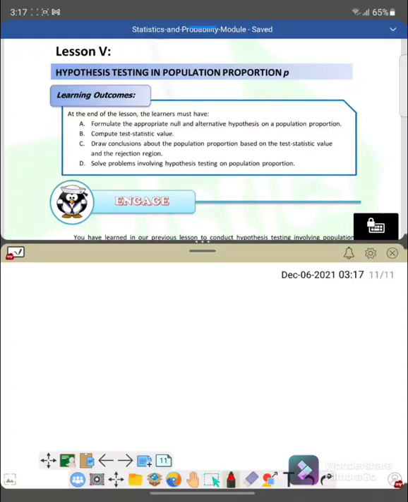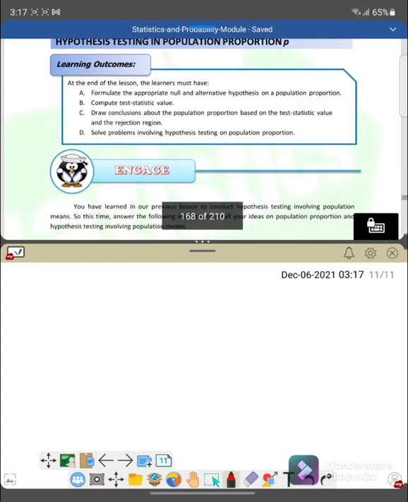Okay, good day again. So this is the last lesson on your chapter 4, which is your hypothesis testing. For the last lesson, we have the topic hypothesis testing and population proportion, which is represented by your P. At the end of the lesson, we should formulate the appropriate null and alternative hypothesis on the population proportion. Second, we need to compute the test statistic value. Third, draw the conclusion about the population proportion based on the test statistic value and the rejection region. And lastly, solve problems involving hypothesis testing and population proportion.